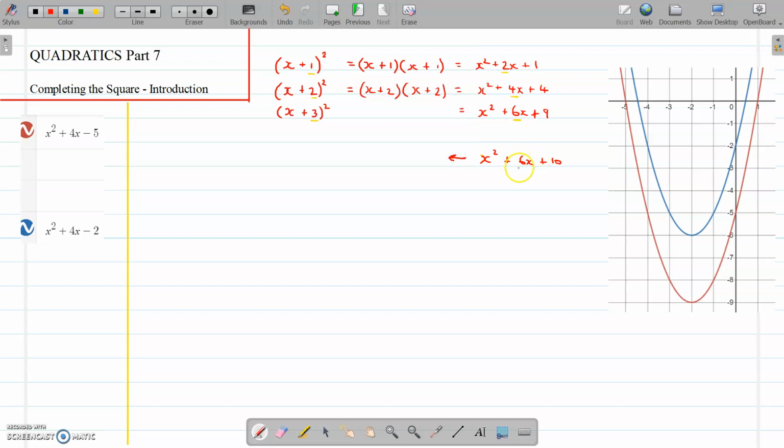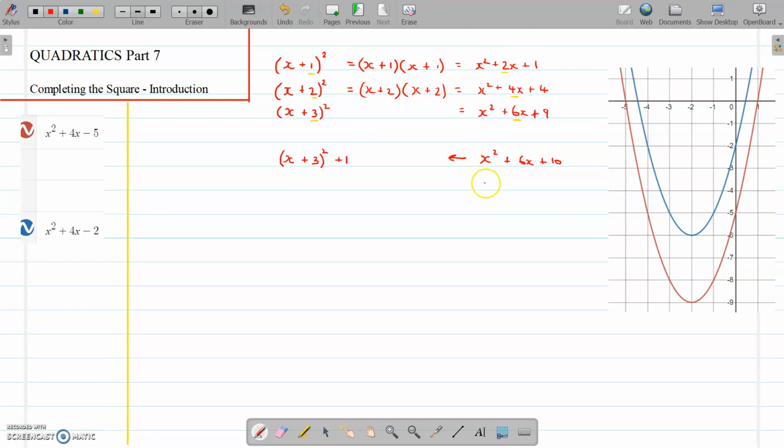I couldn't put that into a perfect square, but what I could do is say it must be the same as x plus 3 all squared, which I know gives me x squared plus 6x plus 9, plus another 1. And that is the process of completing the square. Going from that to that, and then sorting out the leftovers, if you like, to see what you need to add or subtract at the end.